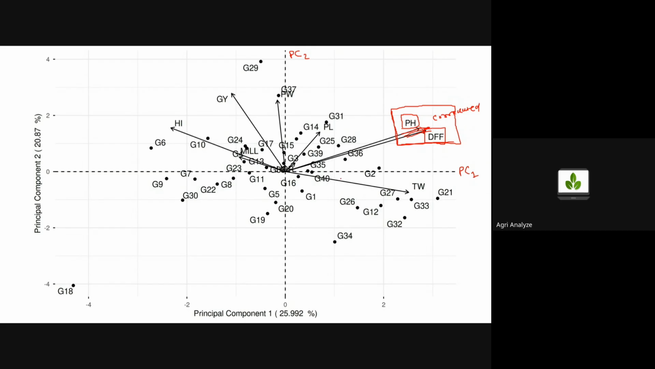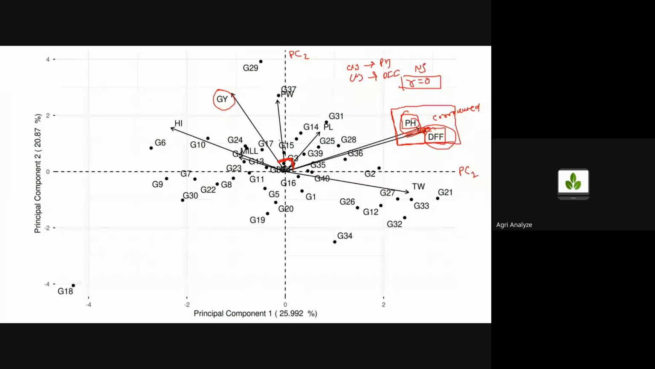And based on this graph, for grain yield and plant height, there is a 90-degree angle between the direction of grain yield and plant height and days to 50% flowering. It means the correlation between grain yield and plant height and days to 50% flowering is non-significant. It means r is equal to 0. There is no correlation between grain yield and plant height and days to 50% flowering.